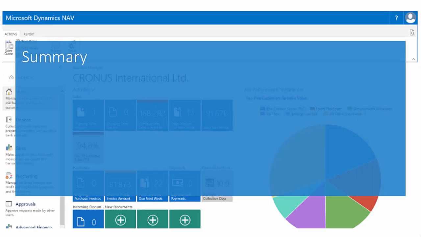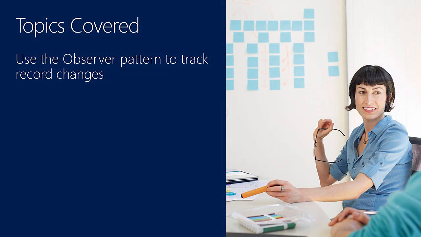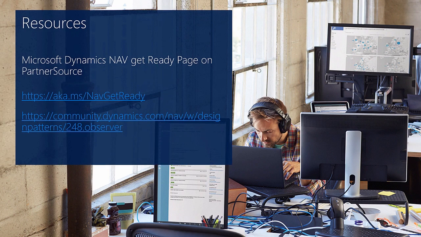Let's summarize the steps. In step 1, I explained in general what the observer pattern is and its elements. In step 2, we had an approach on how we can get started by creating first the observer table and then the observer code unit which is going to do the monitoring, and we did this using events. In step 4, I demonstrated with some examples in the Dynamics NAV application where this pattern is used. So in this video I covered the following topic, which is using the observer pattern to track record changes. To learn more, please visit the following resources.